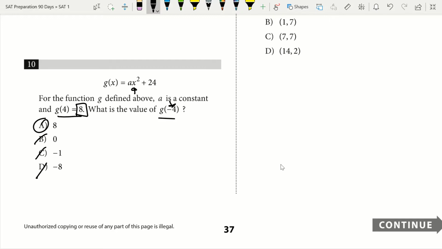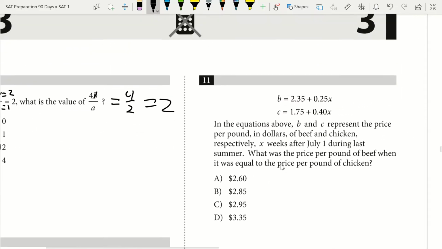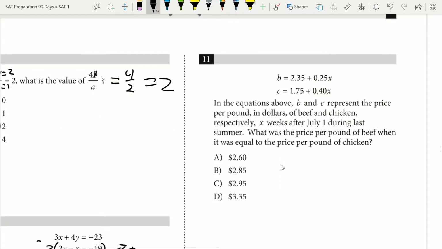All right, so now we got question 11. Question 11, we've got it up here. We got B and C. B and C are representing prices of beef and chicken respectively. X weeks after July 1st last summer, what was the price per pound of beef when it was equal to the price per pound of chicken? So I got to set these two equal to each other. So that's what I'll do. We got 1.75 plus 0.4x. All right, I'm going to subtract 0.25x to maintain a positive coefficient in front of x.